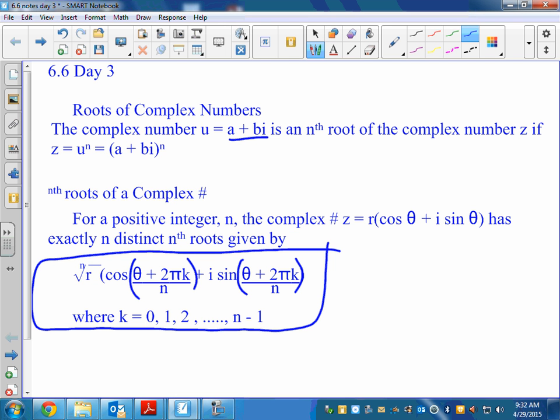Everybody done writing this yet? The big thing I want to point out is when you're doing this, you have to remember to start with k equals 0. When k equals 0, that term just goes to 0, so your first root is just theta over n, and then you'll do k equals 1 all the way up to n minus 1. We'll start nice with square roots, and then we'll do crazier ones.